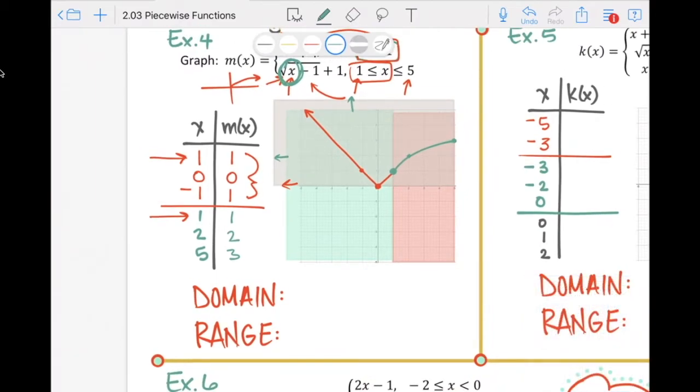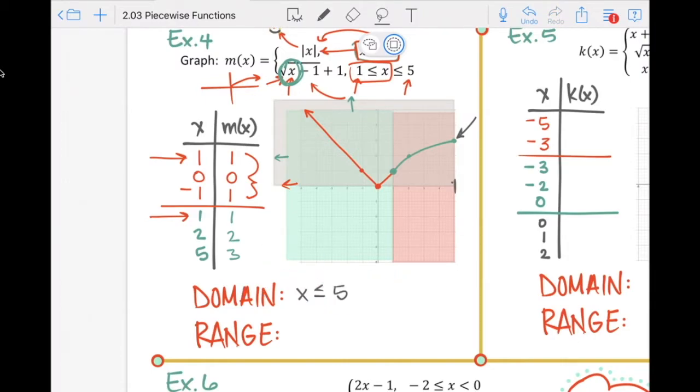So domain, we know our highest value is right here, so it corresponds with 5. So we'll have x, and 5 is included, so x is everything less than or equal to 5. And then to the left, it goes on forever. Now, is it okay to say it's less than negative infinity? It's okay to say it, but you don't have to. You can just leave it as x is less than or equal to 5, and then that includes infinity.